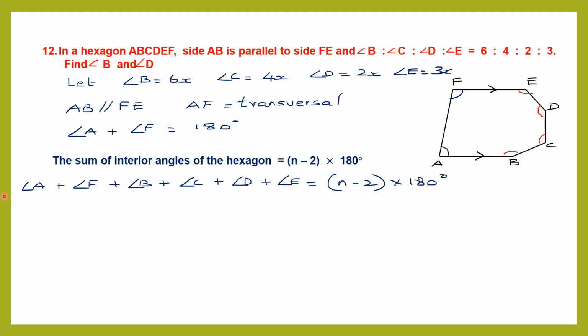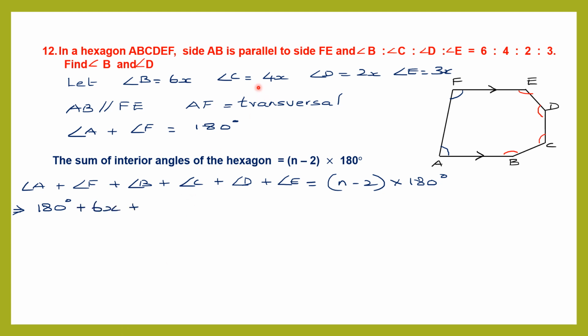So what I have written here is the sum of the interior angles of the hexagon, and we have written it as it is. Now here whatever we can, we are going to substitute. So A plus F, we've already got that as 180 degrees. And angle B we said is 6x. So let's write that. So plus 6x plus angle C.